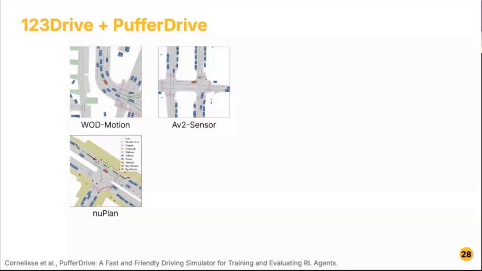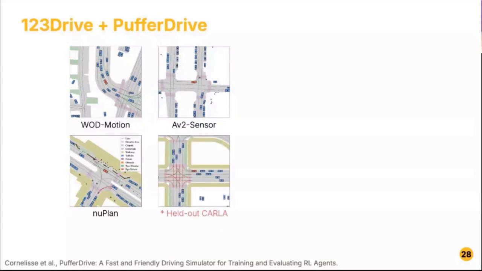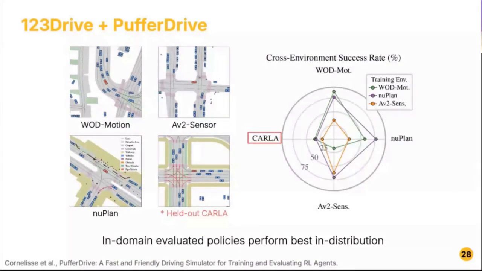So we did this experiment where we had 3 different training data sets, Waymo, Argoverse, and Nuplan. And we held out Carla as a test data set and ran reinforcement learning. We ran this self-play reinforcement learning that lets you train multiple agents jointly. I think the results are not super surprising, but there's a success rate of RL agents in different environments when trained on different environments.